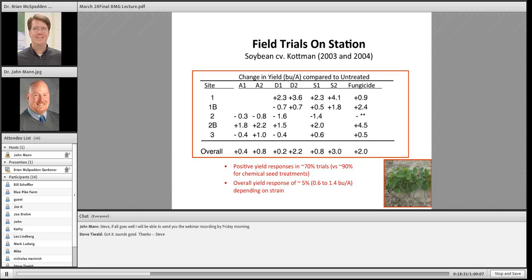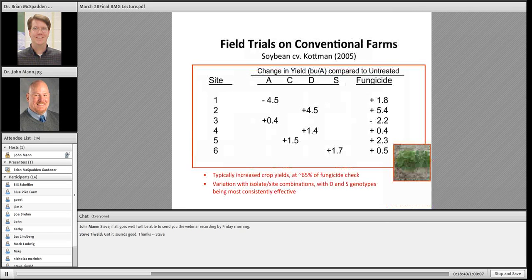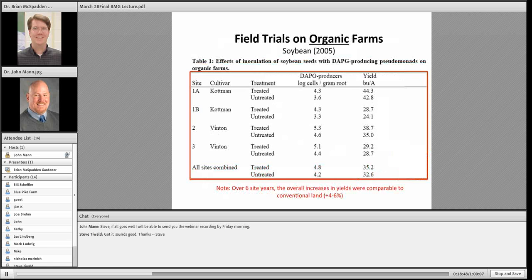The overall yield response that we were seeing was 0.6 to 1.4 bushels per acre, which is approximately 5% of the yields we were seeing. It was also done on a number of conventional production farms with similar results, and then also on organic farms. And all of this work's been published.